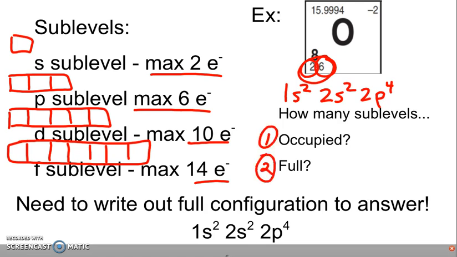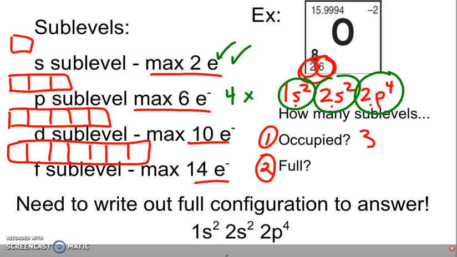So if we are looking at the full electron configuration, we can now decide how many sublevels are occupied and how many are full. To answer how many are occupied: 1, 2, 3. I see 3 sublevels here, so 3 sublevels are occupied. Is each sublevel full? The 1s sublevel has 2 electrons. The 2s sublevel has 2 electrons. The 2p sublevel only has 4 electrons, so it is not full. We therefore have 2 sublevels that are full. So to answer the question about sublevels, whether they're occupied or full, you have to write out the full configuration.